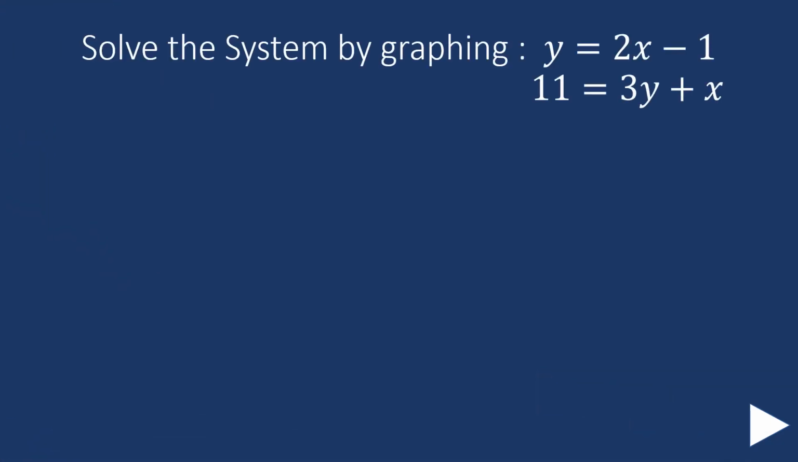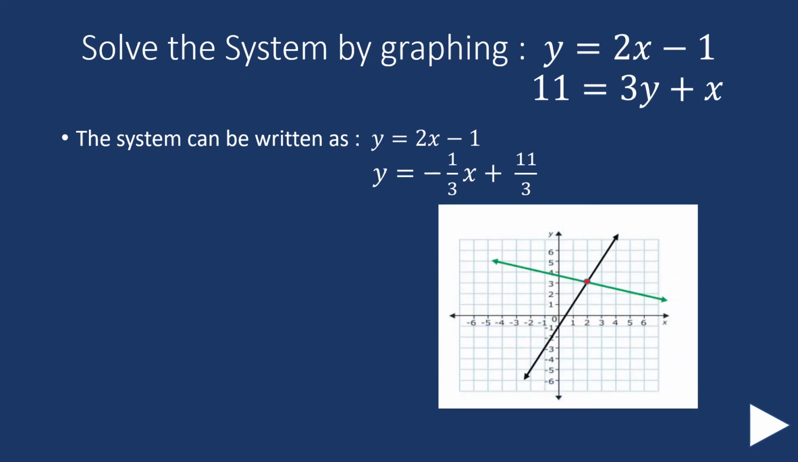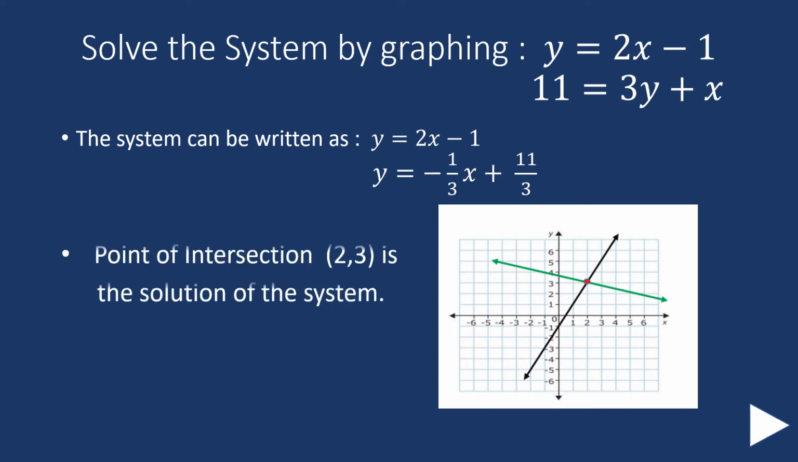Let us solve this system: y is equal to 2x minus 1, and 11 equals 3y plus x. The first equation is already in the form y is equal to mx plus b, so it is easy to graph. The second line we have to rewrite as y equal to negative 1/3 of x plus 11 by 3. We can graph both, and the point of intersection, 2, 3, will be the solution to the system.